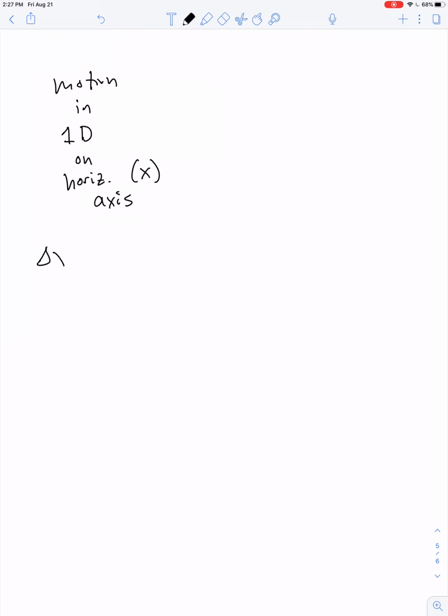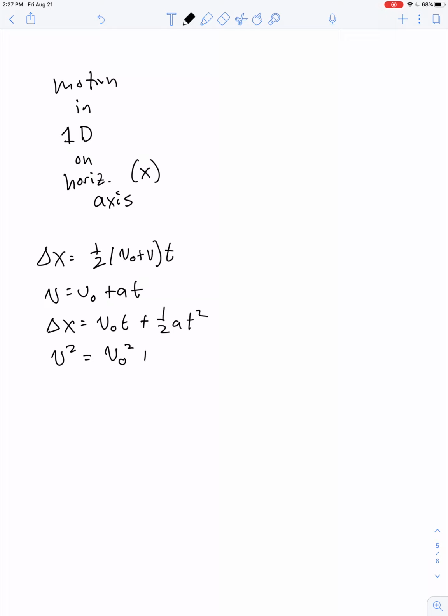Before you move on to those video demonstrations and convince yourself that all things fall at the same rate, let's just take another look at all of our kinematics equations. So we'll say we have some equations for motion in one dimension on a horizontal or x axis. We say delta x is equal to 1/2 (v naught plus v) times t, or v equals v naught plus at. How about delta x equals v naught t plus 1/2 at squared? Or why not v squared equals v naught squared plus 2a delta x?